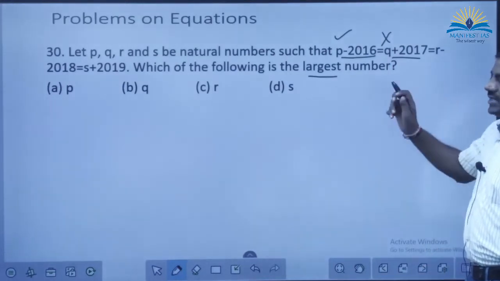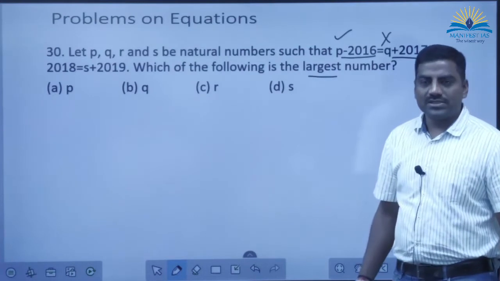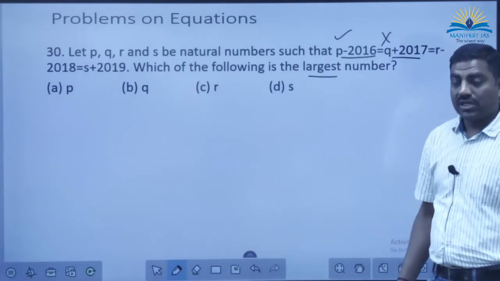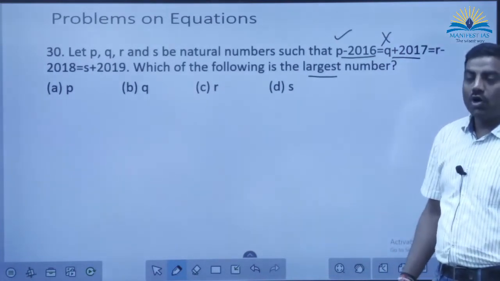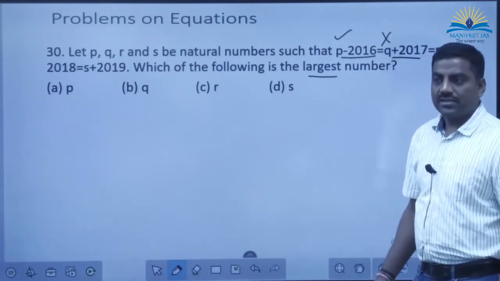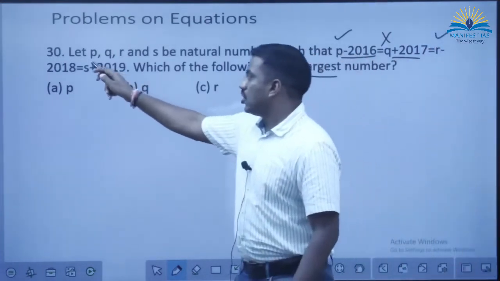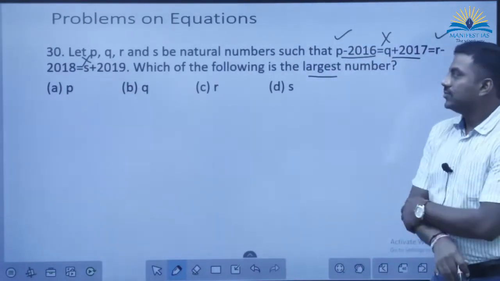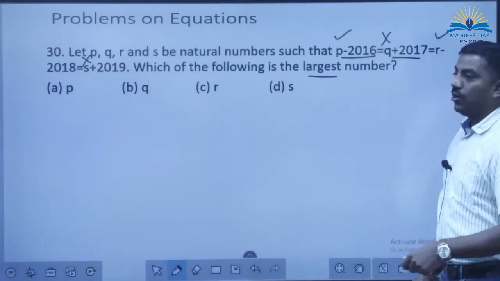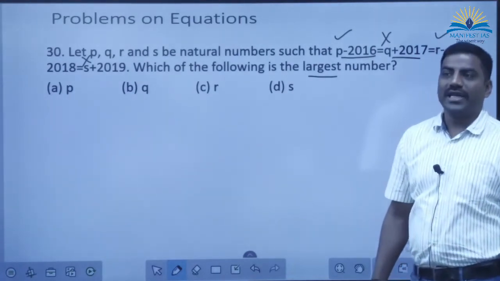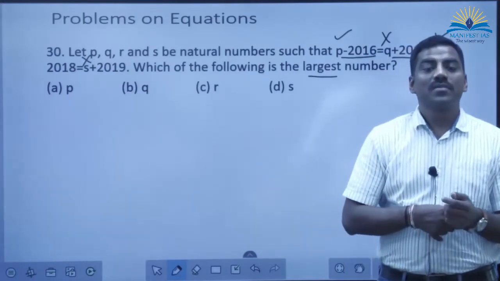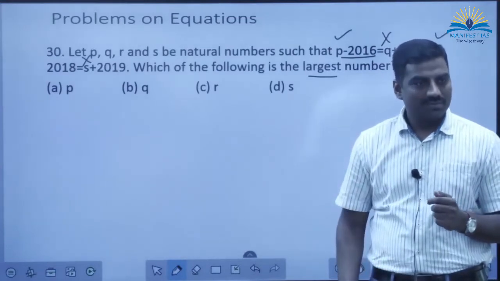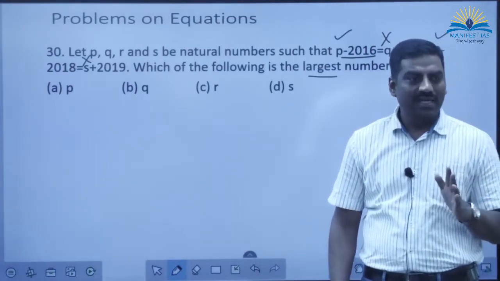Similarly, R and S. Why am I taking R and S? Because R can lose, S can gain. R has enough to lose. So among R and S, which is larger? S is not. Now, among P and R, P can lose 2016 and R can lose 2018. R is greater, because it can afford losing 2 more rupees. It has more. So R is the winner.